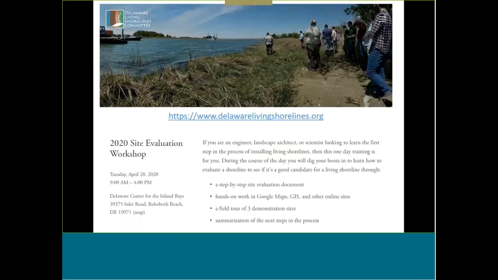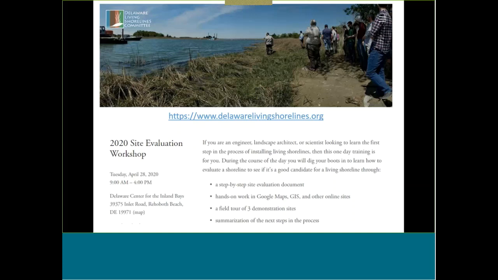And lastly, the past 2 or 3 years, we've held a full-day workshop on site evaluation that includes a major field component. So it's half-day classroom, half-day field, where we're looking at 3 demonstration sites and walking through the site evaluation guidance and worksheet along with the students. This has been very successful in the past, and we look forward to continuing it in the future. It was originally scheduled for April. It has been postponed, but keep your eye out on the website that's linked here for updates.